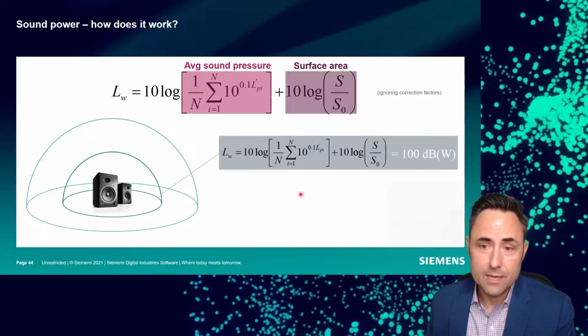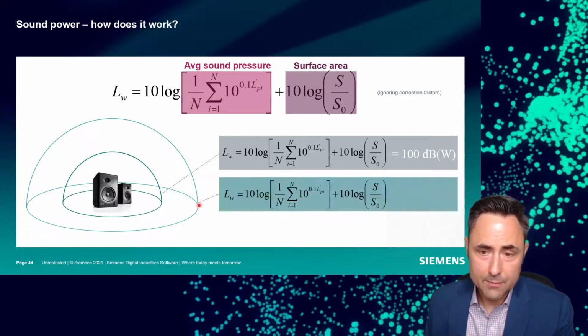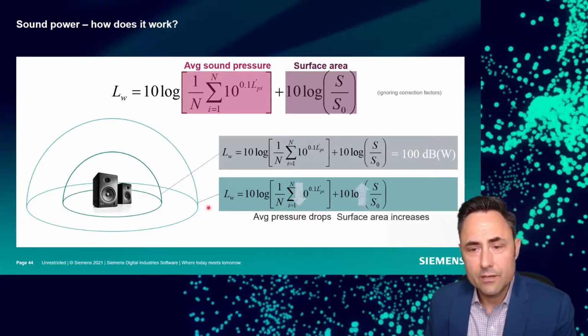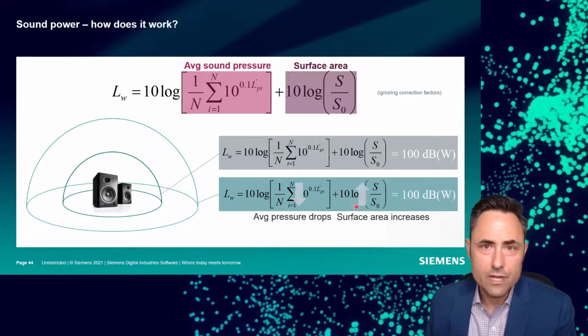We said it's 100 dB. Well, they're going to make their own sound power measurements. So let's see how this works. They're measuring at this bigger hemisphere. So what happens to their measurement? Well, the microphones are further away than they were in our test, so their average pressure is going to drop, right? They're further away, so their pressure is going to be smaller. But their surface area increased at the same time, okay? So these two changes are going to sort of offset each other, and they will calculate 100 decibels of sound power.